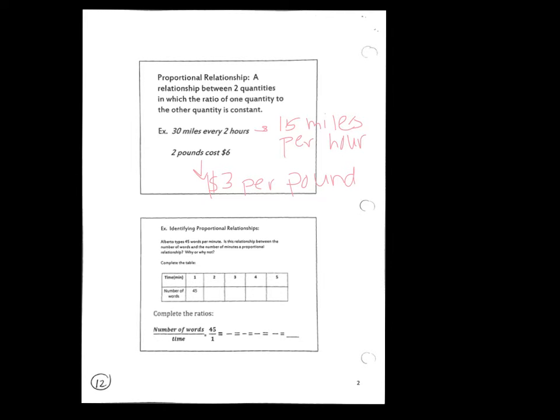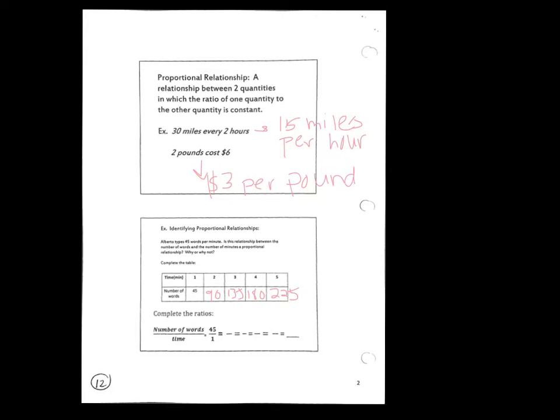So if they tell us that Alberto types 45 words per minute, the relationship is going to be proportional because every minute he's going to be typing the same amount. Constant means to stay the same. So after 2 minutes, he's going to have typed 90 words. After 3 hours, he's going to have typed 135 words. I keep saying hours, I mean minutes. After 4 minutes, he'll have typed 180 words. And after 5 minutes, he'll have typed 225.